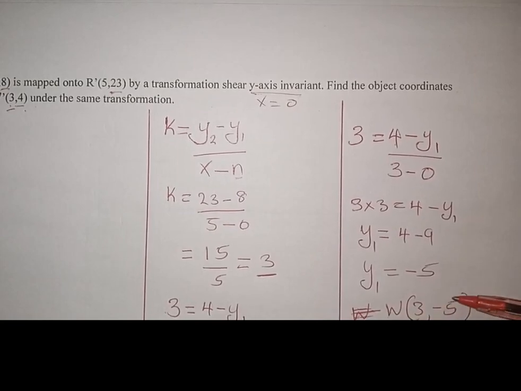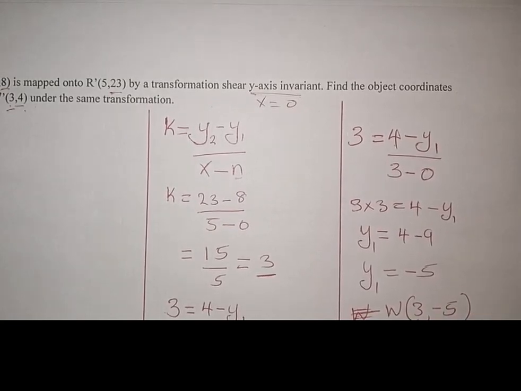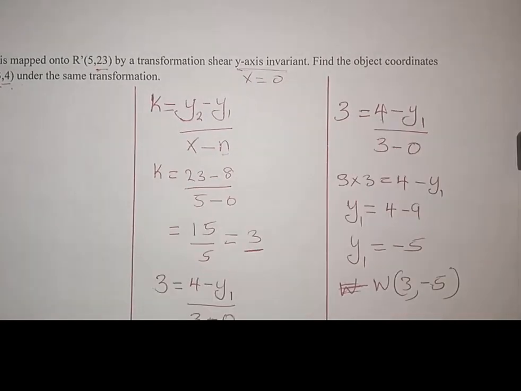This is the object point that is supposed to be transformed by the same shear in order for us to get (3,4).